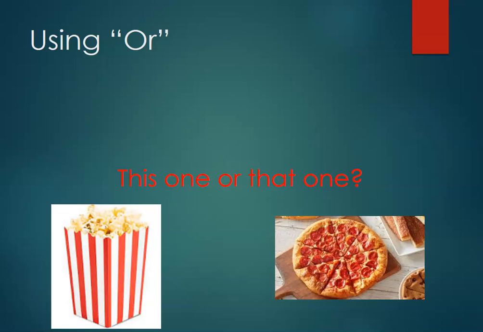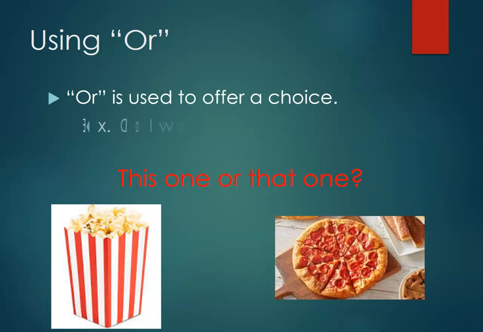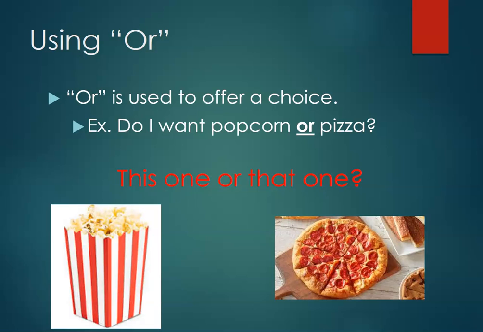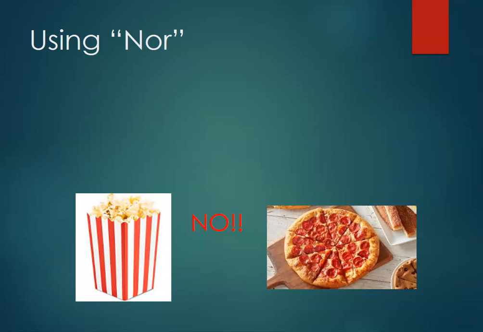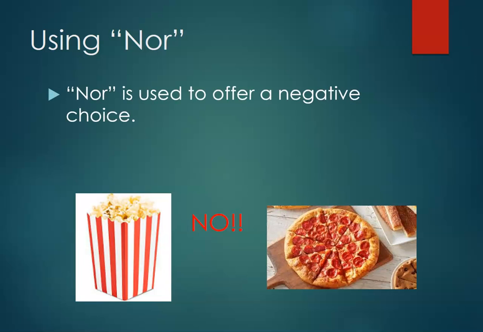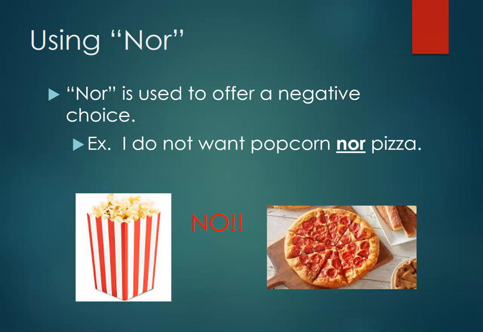Using or refers to offering a choice, such as, do I want popcorn or pizza? So it's one or the other. Which one do I want? Nor is used to offer a negative choice, such as, I do not want popcorn nor pizza. So what I'm saying here is I do not want either of these.